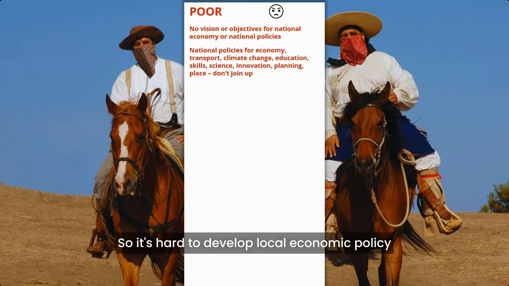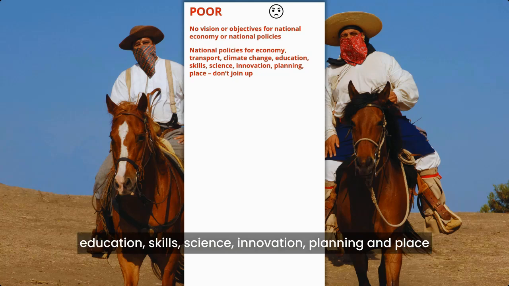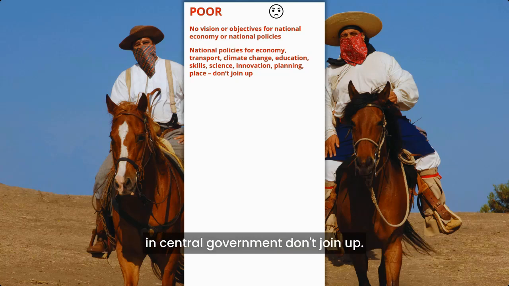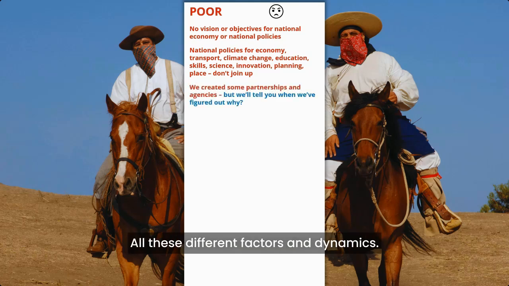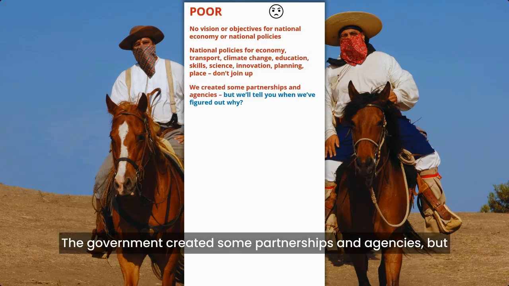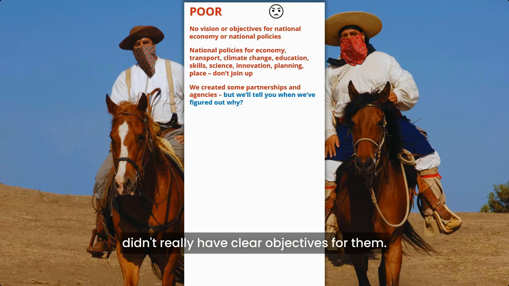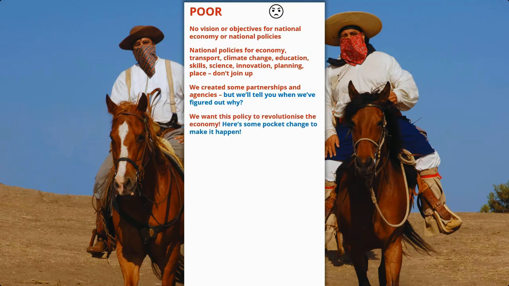So it's hard to develop local economic policy in the absence of national economic policy. Policies for the economy, transport, climate change, education, skills, science, innovation, planning, and place in central government don't join up. Whereas when you're working with localities and places, you need them to join up. If you're planning a development or transport improvements, you need to join up all these different factors and dynamics. The government created some partnerships and agencies, but didn't really have clear objectives for them or rationales.